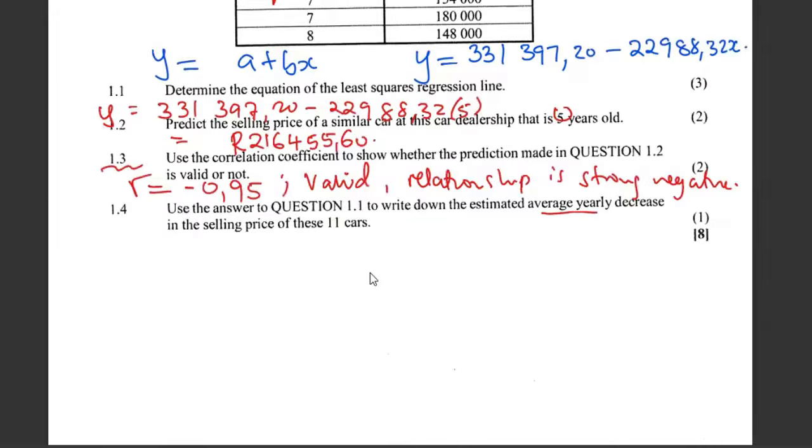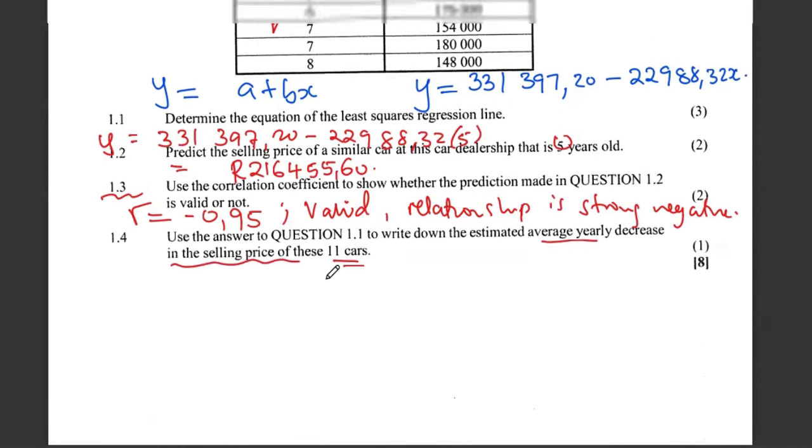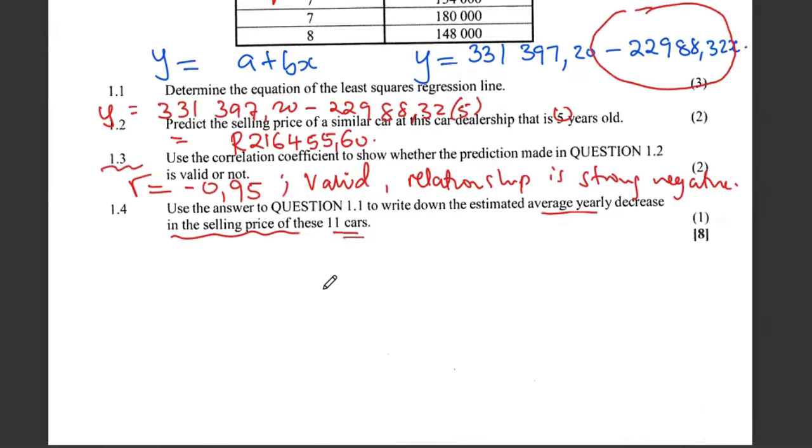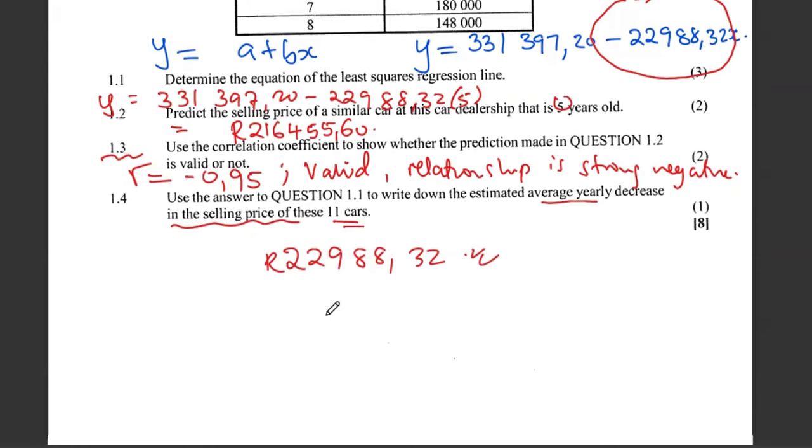Okay, and then 1.4, use the answer in 1.1 to write down the estimated average yearly decrease in the selling price of the 11 cars. So for me to use the equation that I have, this b value here is, I believe, what they want to get, the change in price for each car, okay, per year. So meaning that we're going to have 22988,32. So the decrease is 22,988,32.